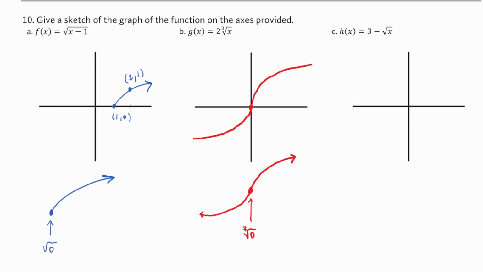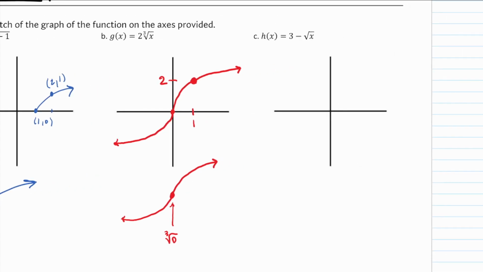That's going to be a little better. And if I was going to label one other point to give it some sense of scale, I would say, okay, we can take the cube root of 1, we can take the cube root of 8, we can take the cube root of 1,000, it might not really matter. I'm just going to say over here, maybe this is 1, and 2 times the cube root of 1 would be 2. So I could label it like that, and that would be a good sketch of the graph.